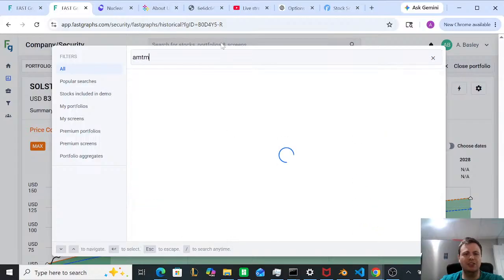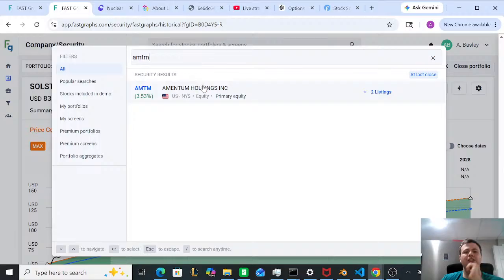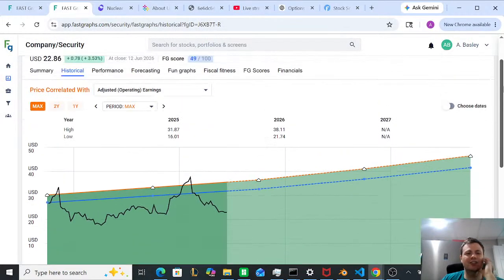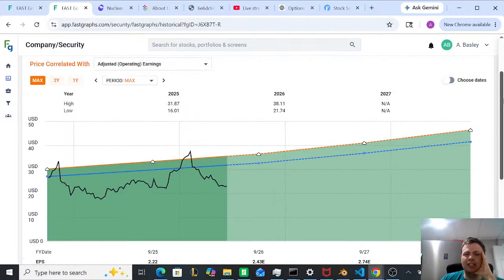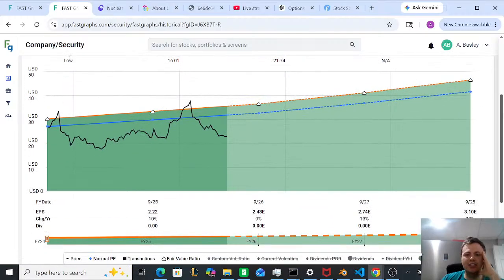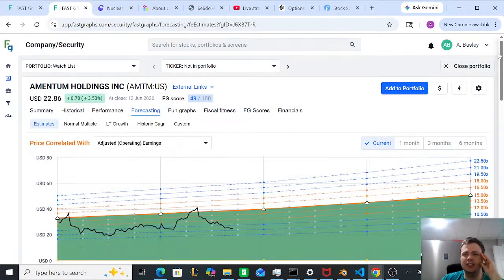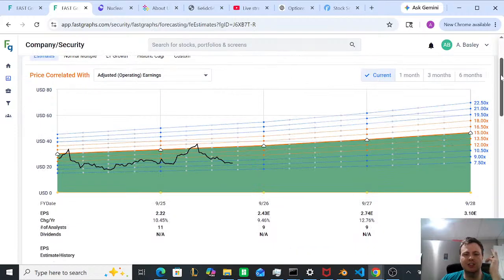AMTM. That's the one. This is another company my dad asked me to research. They're fairly new. Their graph looks more intriguing than the last one we looked at, but still less than intriguing. Just because it's hard to like 9%, 12%, 13%.